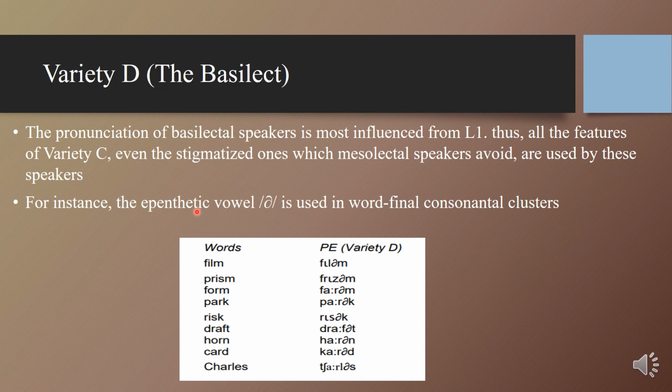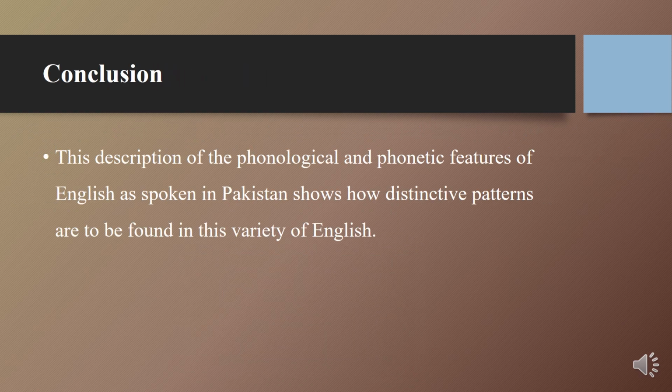As I have discussed earlier, they will use E and I sounds or vowels in word-final consonantal clusters. For example, film, as the basilectal speakers pronounce it, film. Form, forum. Park, park. They will pronounce differently. They will use an epenthetic vowel, E and I sound.